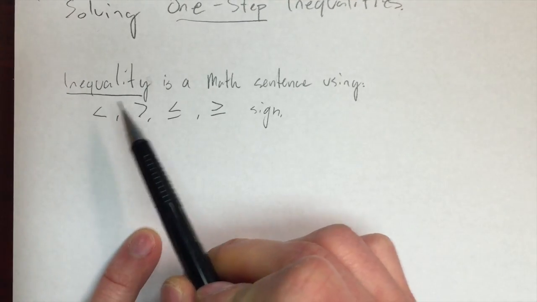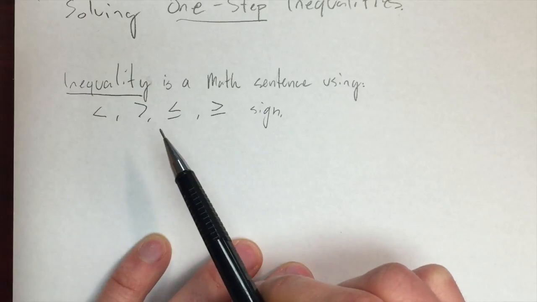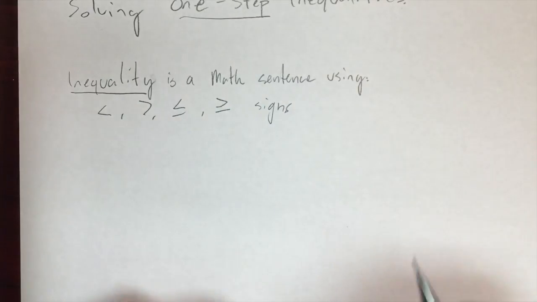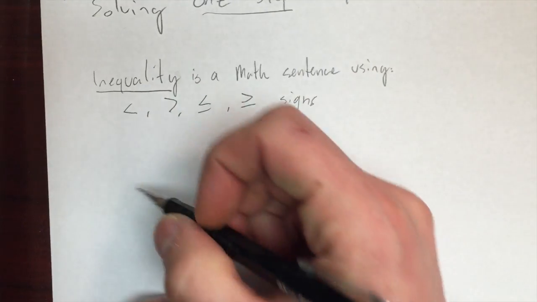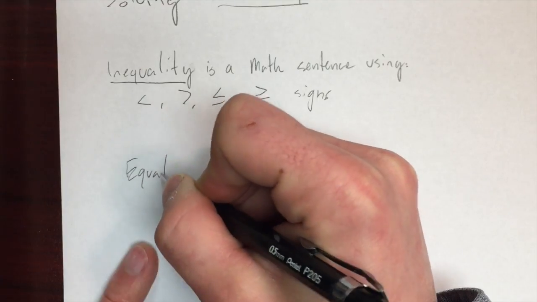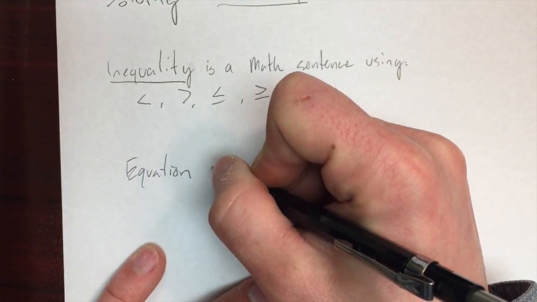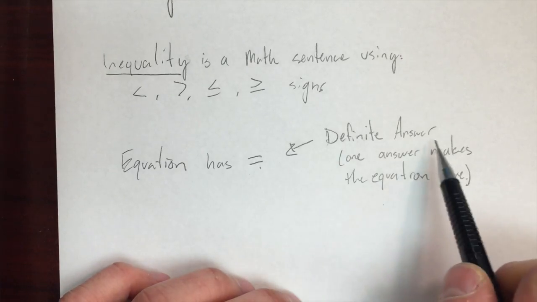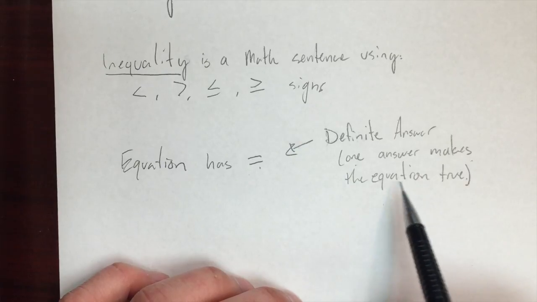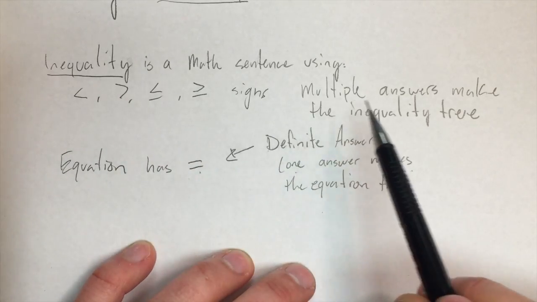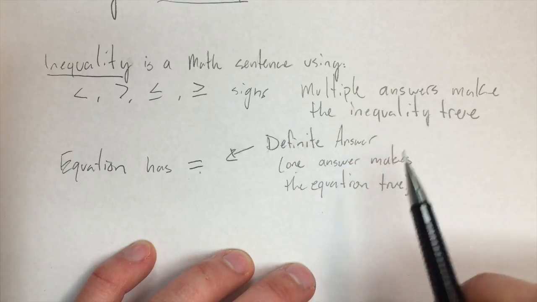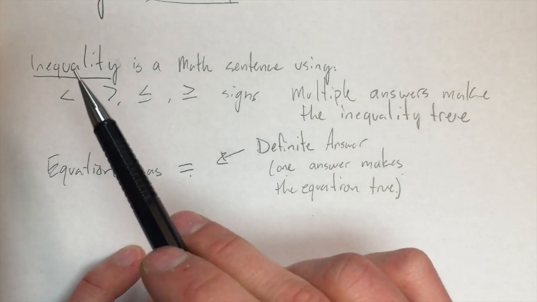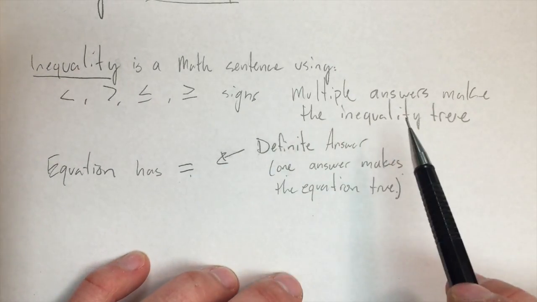An inequality is a math sentence using the less than, greater than, less than or equal to, or greater than or equal to signs. Okay? So that's different than an equation. An equation has an equal sign, which means it has a definite answer, or only one answer that makes the equation true. In an inequality, multiple answers make the inequality true. There's only one number that makes the equation true, but there are multiple numbers that make the inequality true.